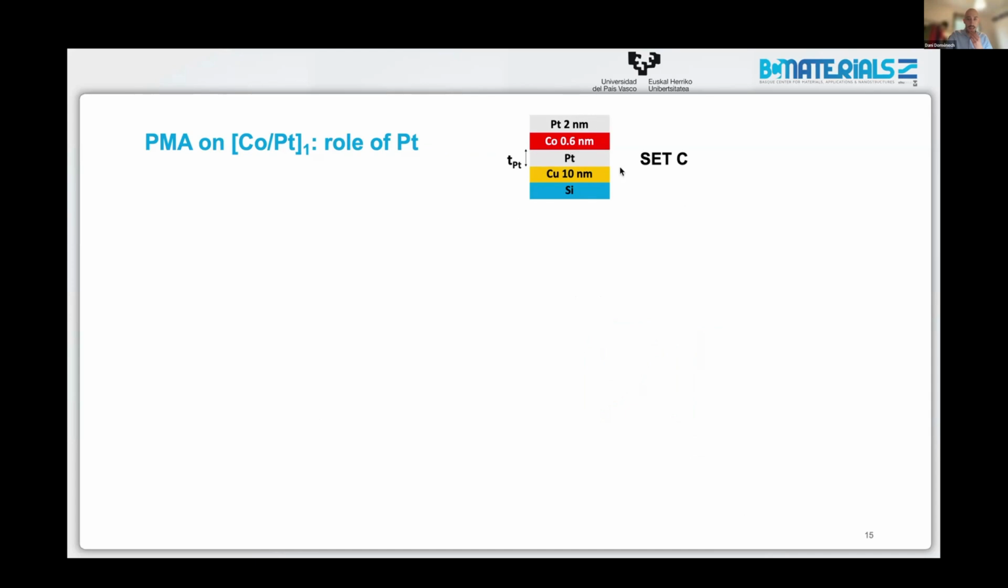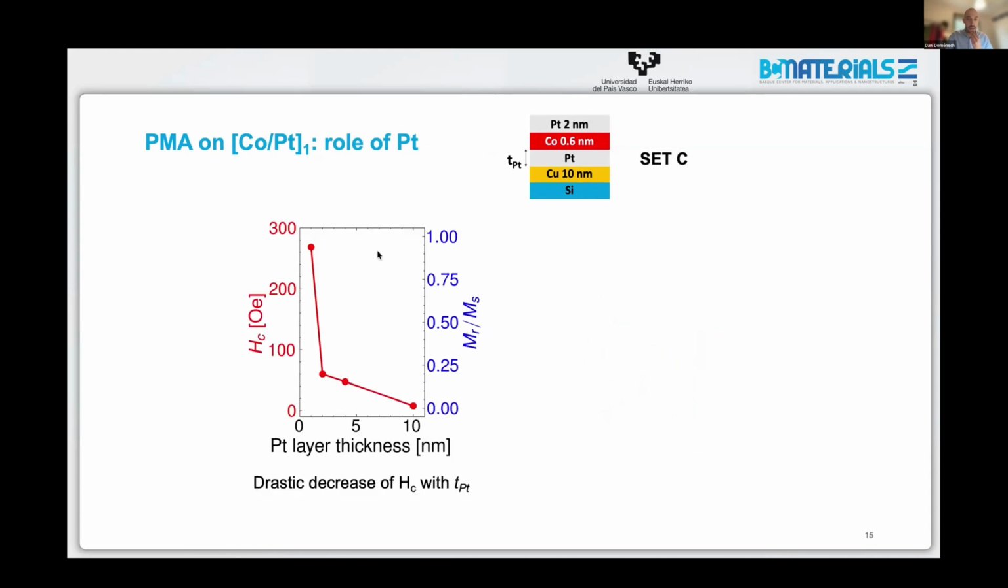And for this question, we are going to fabricate another set only changing the amount of platinum while fixing the amount of copper in the set. And the results show that the coercivity of the samples decreases significantly as we increase the content of platinum. But what is even more important is that for large amounts of platinum, the out-of-plane remanence, I mean the degree of perpendicular magnetic anisotropy, almost drops to 0. So PMA is lost for large deposition of platinum.